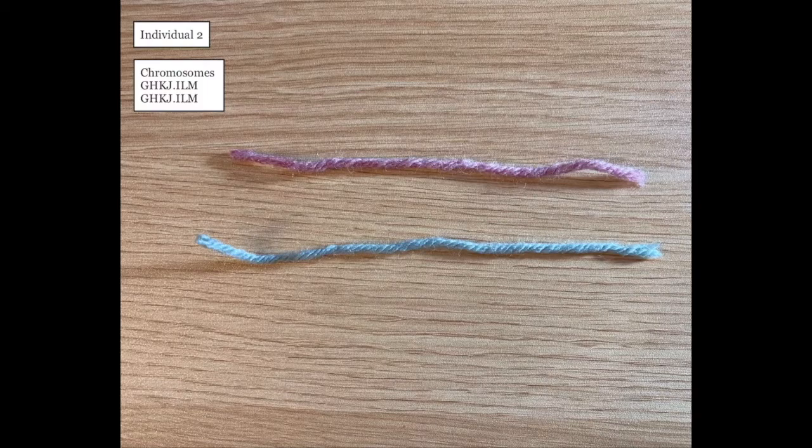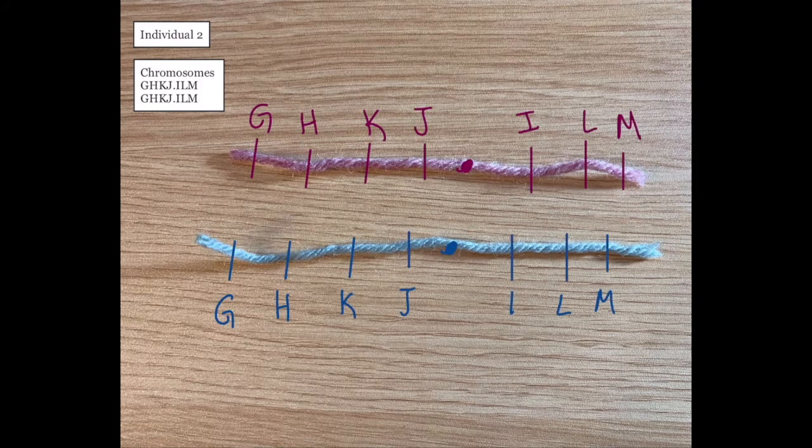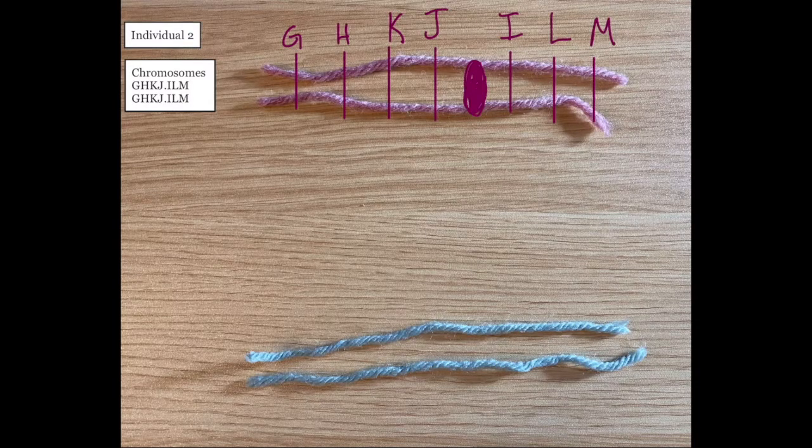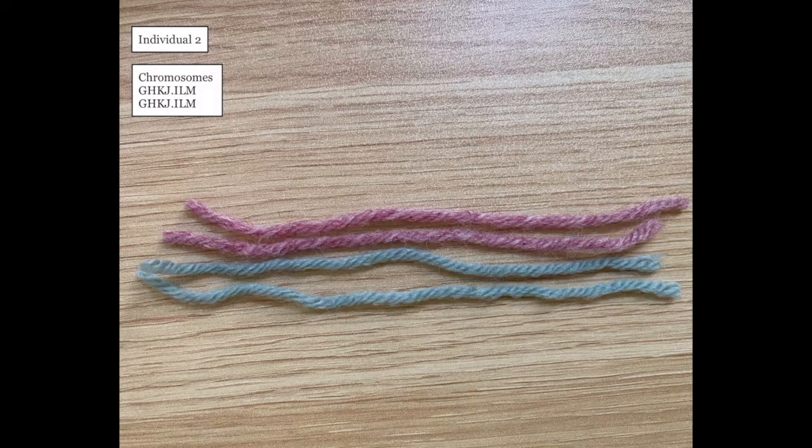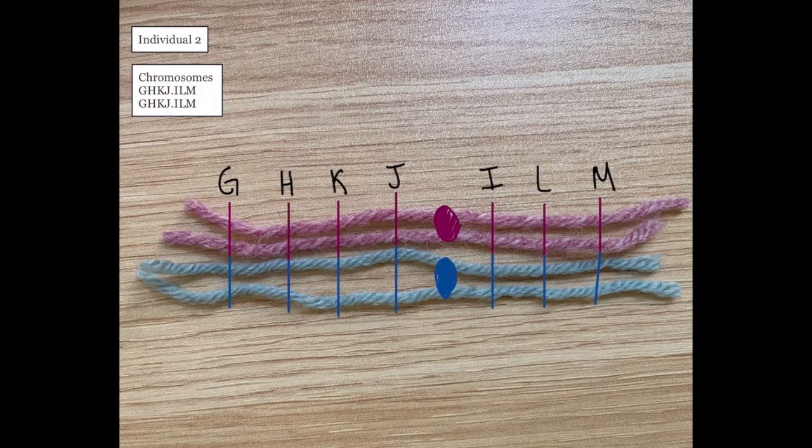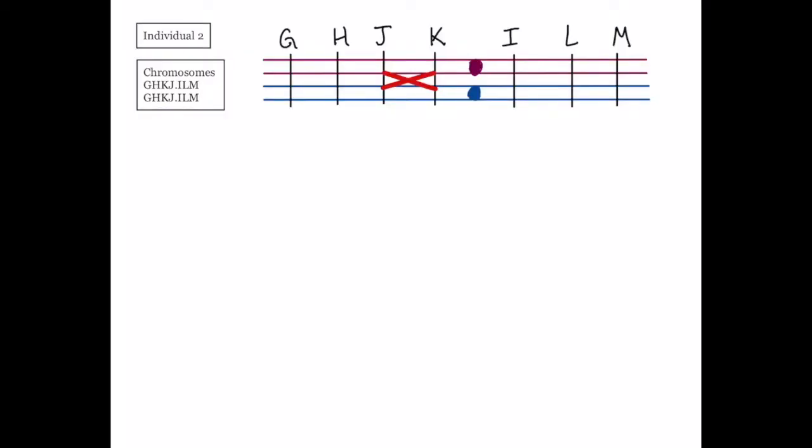The second individual has a pair of chromosomes with this gene sequence, GHKJ centromere ILM. Both chromosomes in this case have the same order of genes. When this individual goes through meiosis, the chromosomes will duplicate and create the sister chromatids. Then chromosomes are paired up for the first meiotic division like so. Here's what would happen with crossing over. It will only affect the sister chromatids in the center.